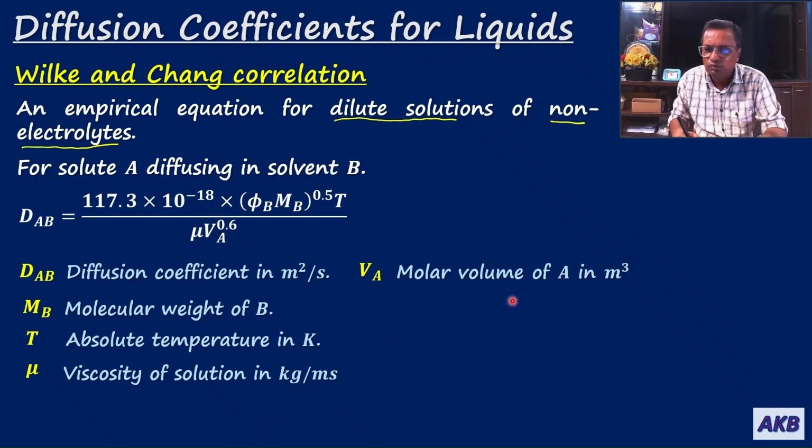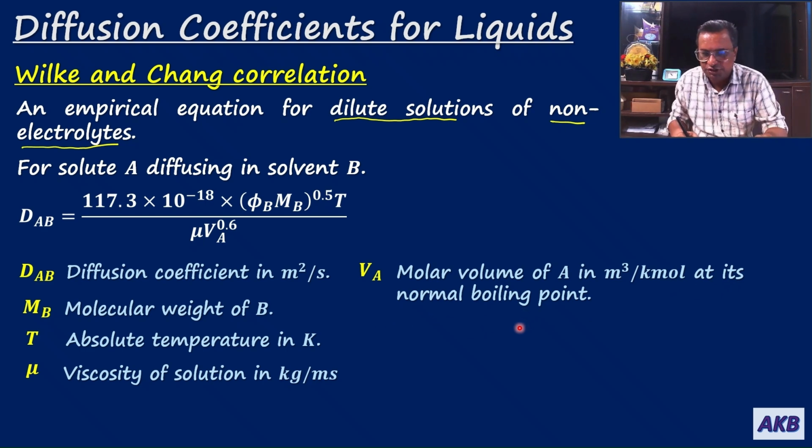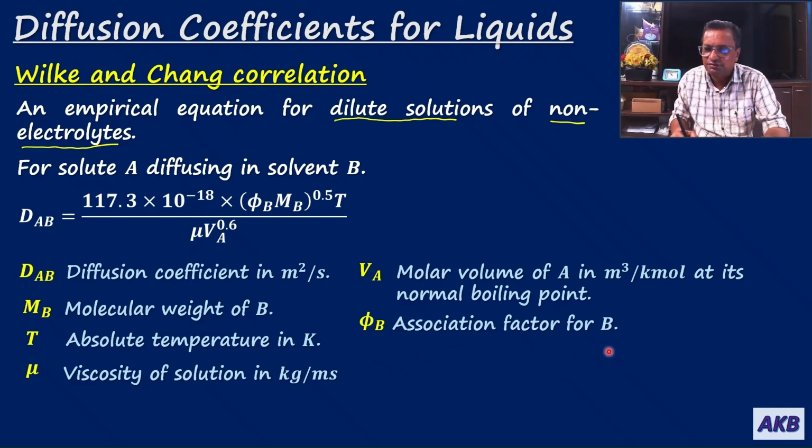VA is the molar volume of A, that is the molar volume of the solute, in meter cube per kilomole at the normal boiling point of the solute. So VA is the molar volume of A in meter cube per kilomole at its normal boiling point, or the boiling point at atmospheric pressure, at 1 atmosphere. Normal boiling point is the boiling point at 1 atmosphere pressure.